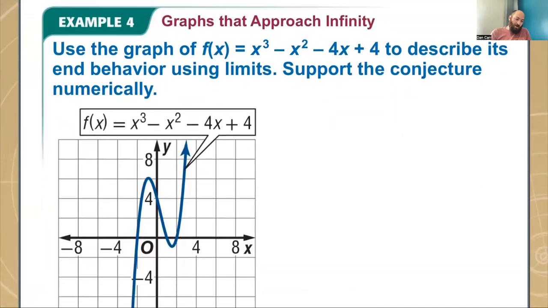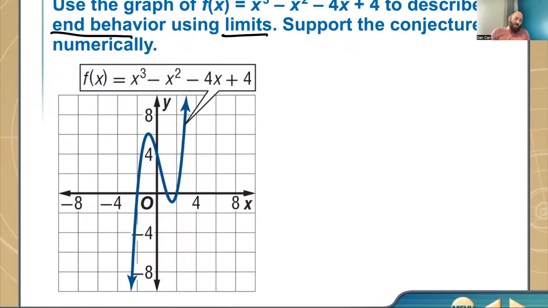So we're looking at the graph here of f of x equals x to the third minus x squared minus 4x plus 4. So we're going to describe its end behavior using limits. Okay, so then support the conjecture numerically. So the idea is this. If we look at here, we can see on the graph how it's going to go this way and this way. That's the end behavior that we want to describe.